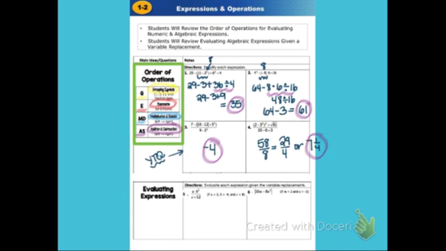So with number 5, we're given some values to input for the variables A, B, and C. So let's go ahead and do that first. So I'm going to put in a 3 for the A. I'm going to put in a -4 for B. Now, one thing to keep in mind is when you substitute values in for variables, it's always a good idea to use parentheses if they're negative. So I went ahead and did that. And then the 8 for the C. And now I'm going to follow my order of operations.